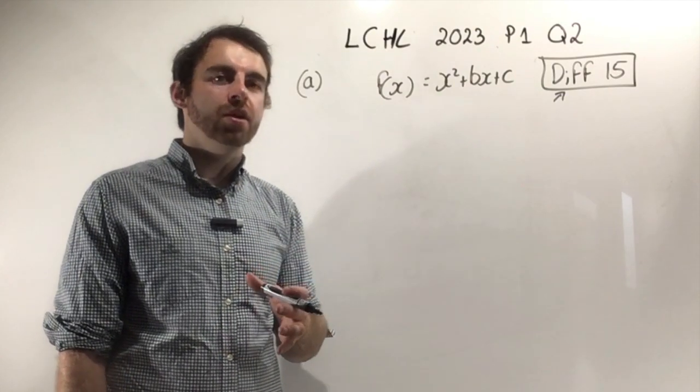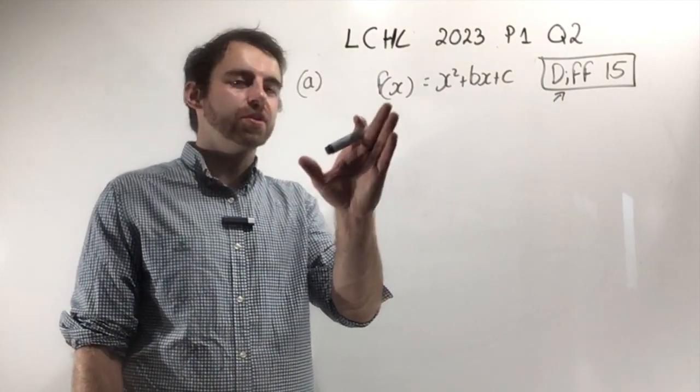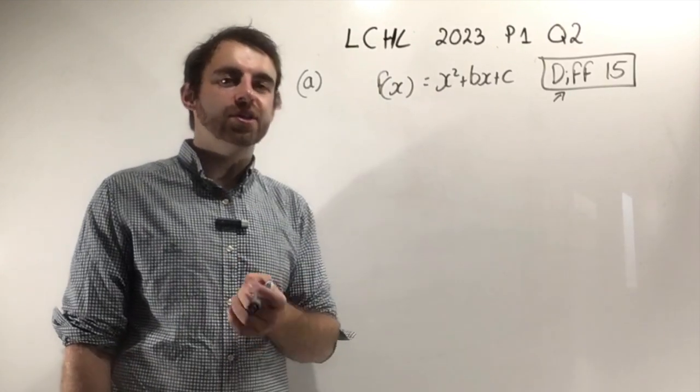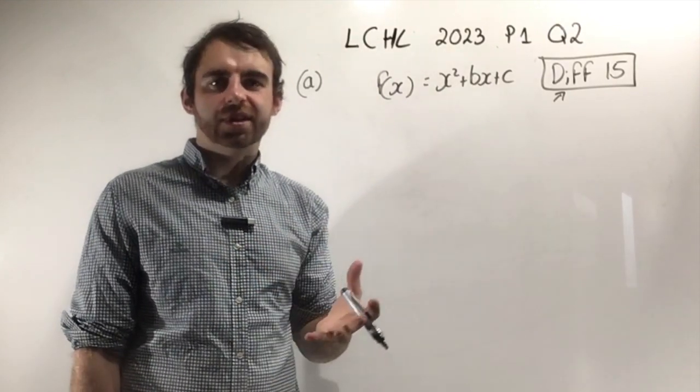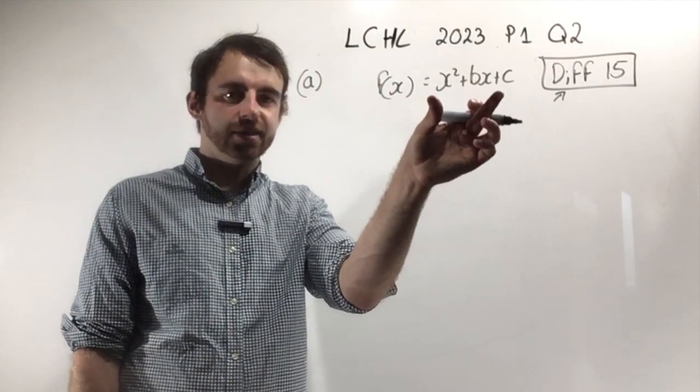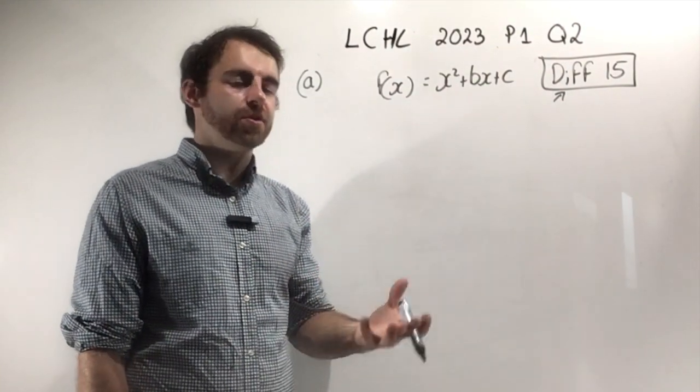In this question, we're told that this curve has a minimum point at (3, -1). We have to use that information to find b and to find c. So obviously, since we know what the turning point is, what we should do is take this curve and try to find the turning point.